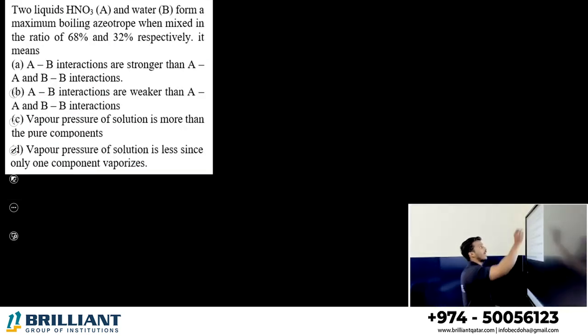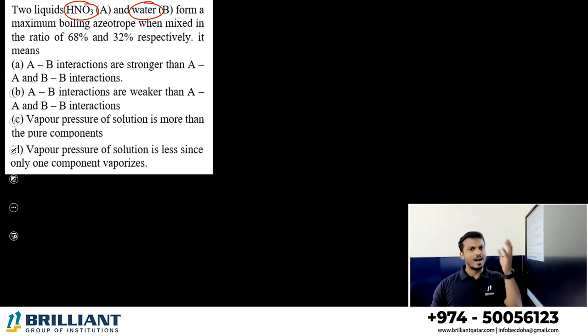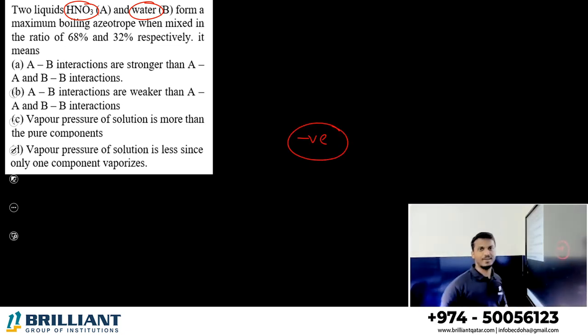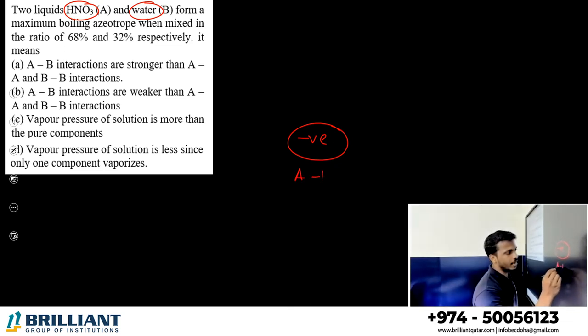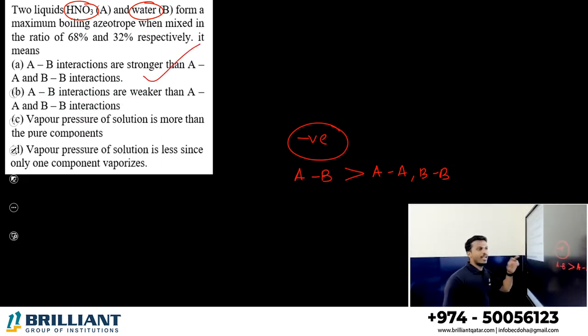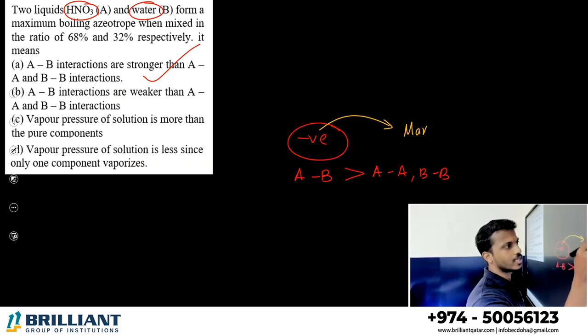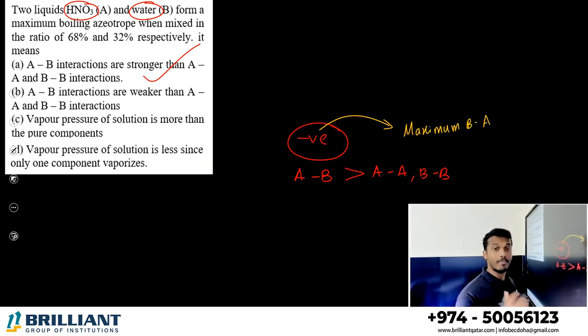Two liquids, nitric acid and water. Where did we study nitric acid and water? Water combined with hydrochloric acid, sulfuric acid, nitric acid, all belong to negative deviation. In negative deviation, we know AB interaction is stronger than AA and BB interaction. It will form a maximum boiling azeotrope. Yes, negative deviation will form a maximum boiling azeotrope. It means AB interactions are stronger than AA and BB interactions. Correct or not? Yes. Why does negative deviation form a maximum boiling azeotrope? Why are they forming a maximum boiling point?